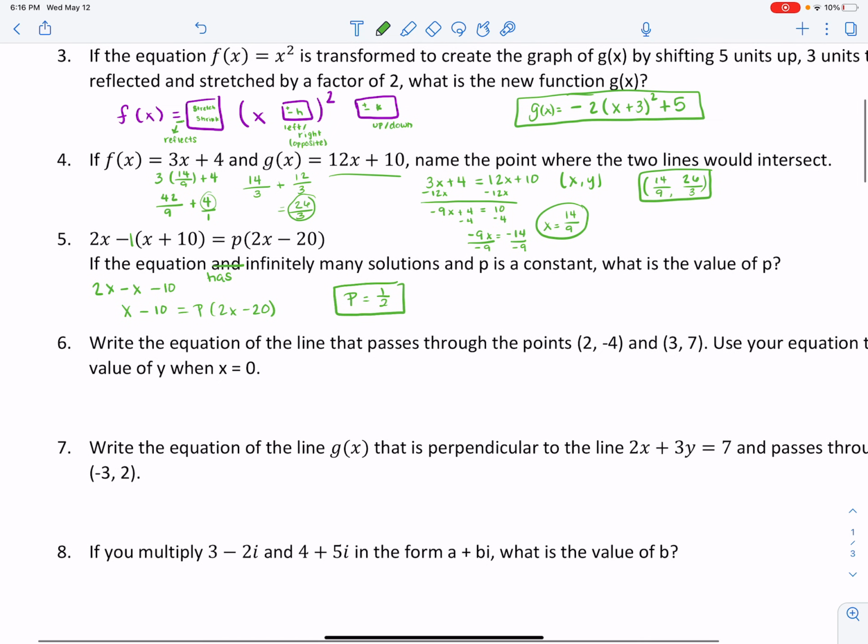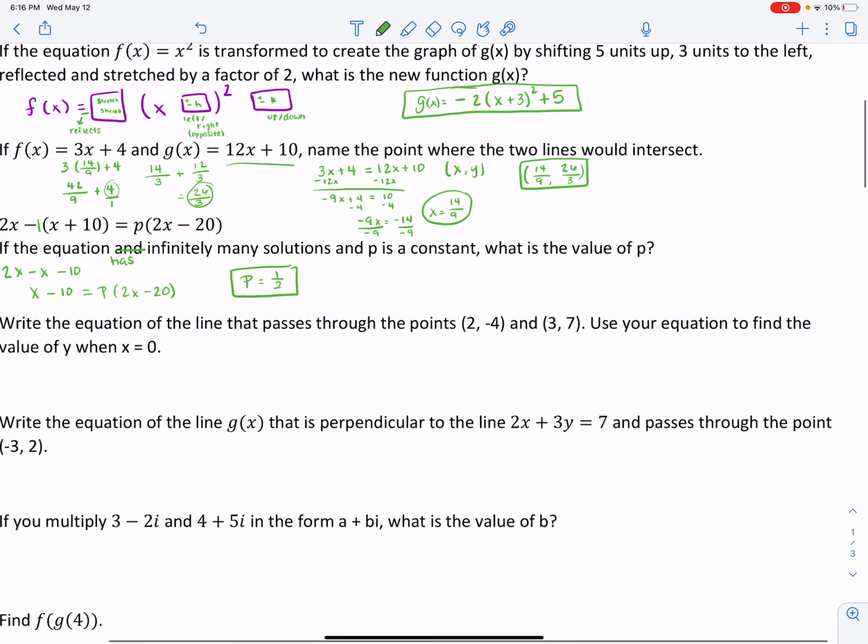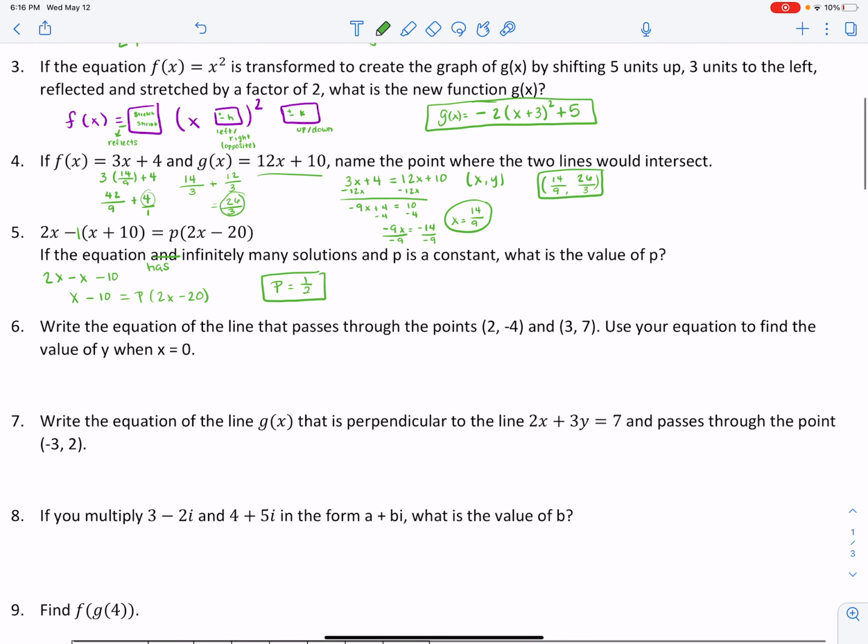Number 6, write the equation of the line that passes through the points (2, -4) and (3, 7). Then we're going to use the equation to find the value of y when x is 0. So in order to write the equation, we first have to find the slope. So I'm going to take my y's, 7 minus -4, over 3 minus 2. Well, minus negative becomes plus, so that's 11 over 1, so the slope is 11.